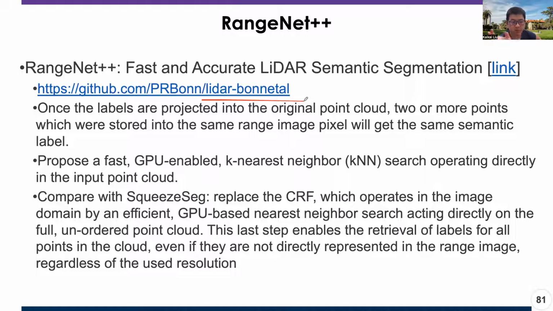Because later on we will say grid segmentation V1 and V2 based on TensorFlow 1.x. It may be too old. But RangeNet Plus is based on the latest PyTorch. Then grid segmentation V3 is actually based on the RangeNet code.